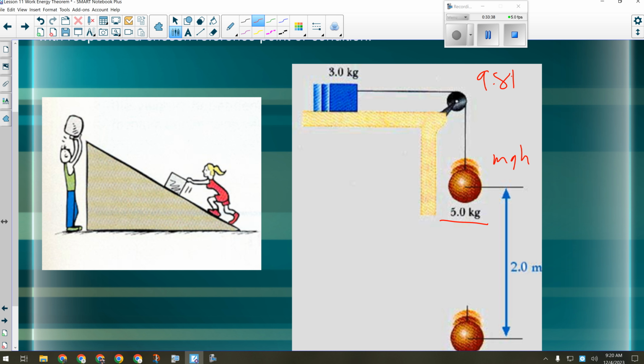The block will have some kinetic energy because it'll be moving, and the ball will have some kinetic energy because it'll be moving. But it'll be split, not necessarily evenly, because the masses aren't equal. But the whole system retains that amount of energy. Is that all right with everybody? We use that all the time in simple machines. We use the energy of one part of the system to do work in another.